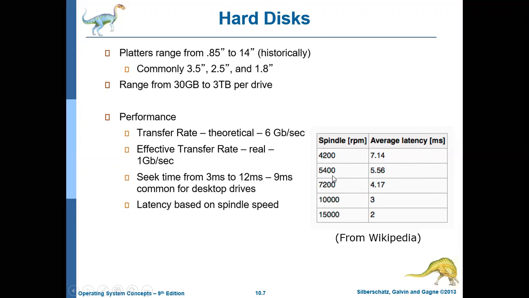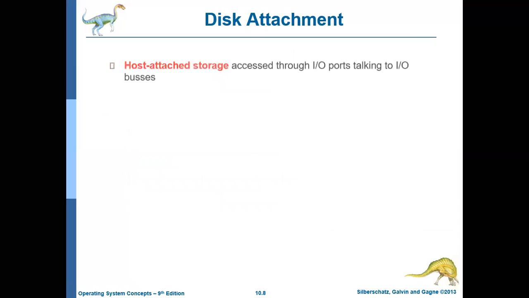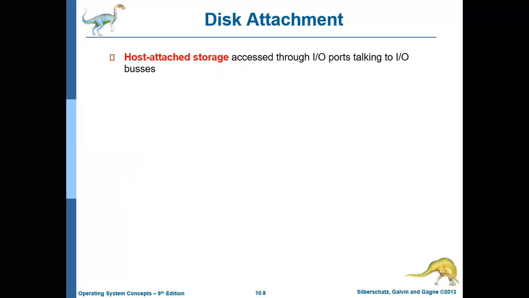For 5400 spindle, the average latency is 5.56 milliseconds. For 7200, it is 4.17 milliseconds. For 10,000, it is 3 milliseconds. And for 15,000, it is 2 milliseconds. Okay, fine. So next we will discuss the various disk attachment schemes available.